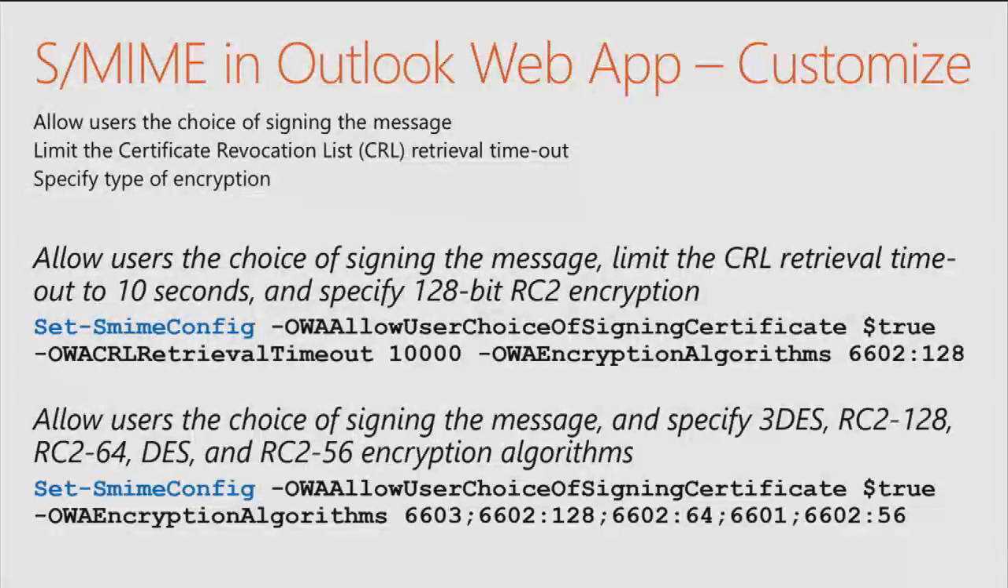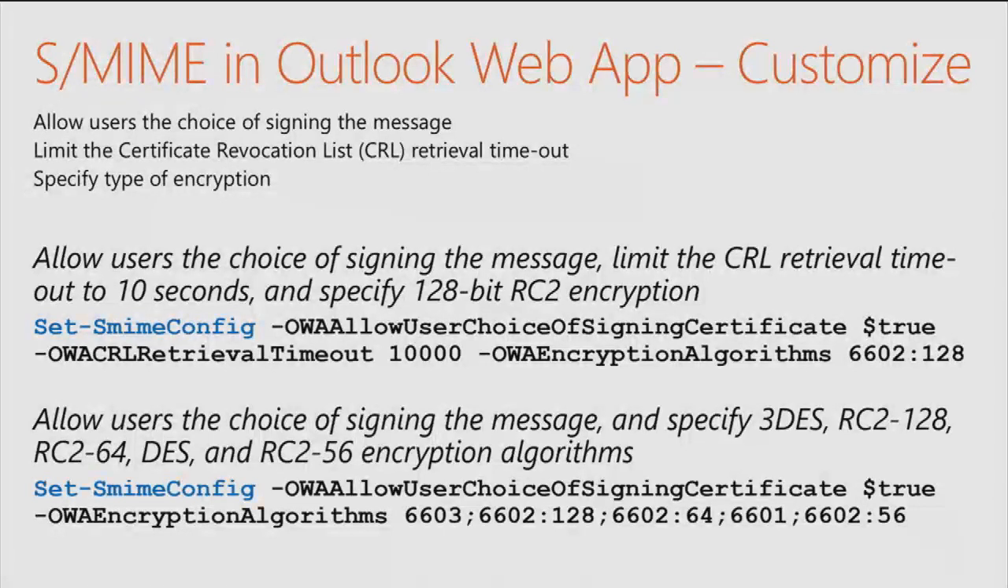Anytime we're doing anything with signing or certificates, we always want to go and check the certificate revocation list, but we don't want that to take too long, so you can also configure the timeout for that. And you can also specify the type of encryption. So, for example, looking at the first example, you can allow the users the choice of signing certificate. We've set that to true. We changed the CRL retrieve timeout to, in this case, 10 seconds. And the encryption algorithm, there's that code I told you about, the 6602, which would be RC2 encryption, and it's :128, so it's 128-bit RC2 encryption.